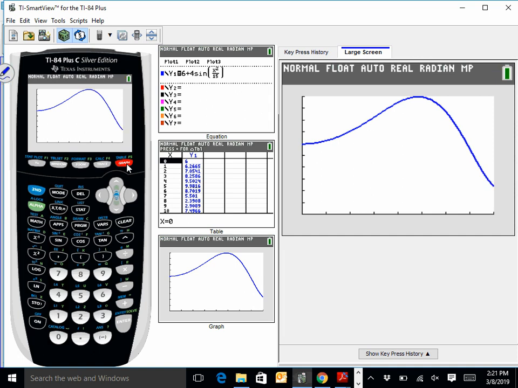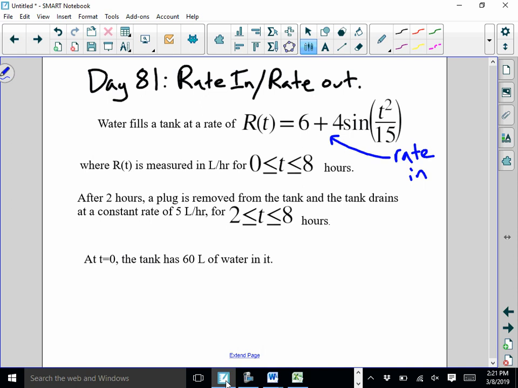Okay, let's go back to the problem. What I want to annotate right now is that not only is this the rate in, but this is y1 in my calculator. We notice that R of t is measured in liters per hour because it's a rate, and it goes from 0 to 8 hours. All right, now it says after 2 hours, a plug is removed from the tank, and the tank drains at a constant rate of 5 liters per hour. So this tank draining at 5 liters per hour, this 5 is our rate out.